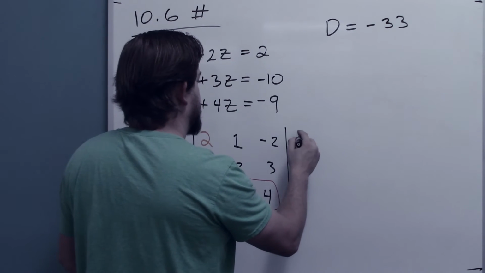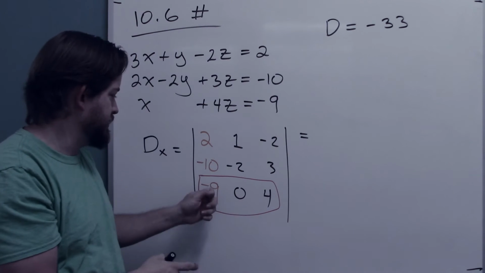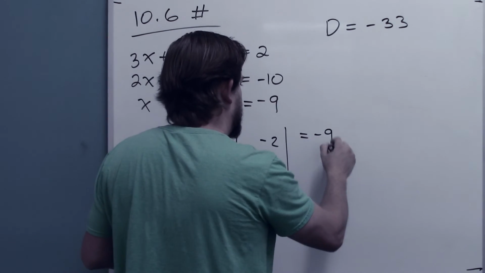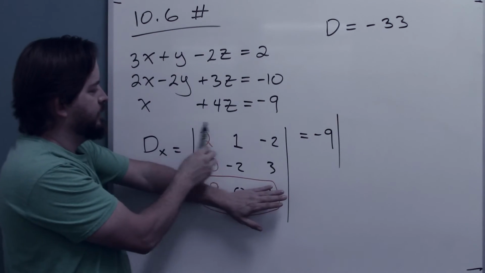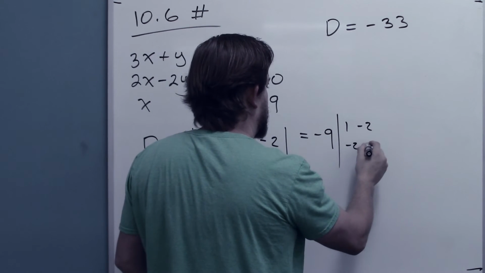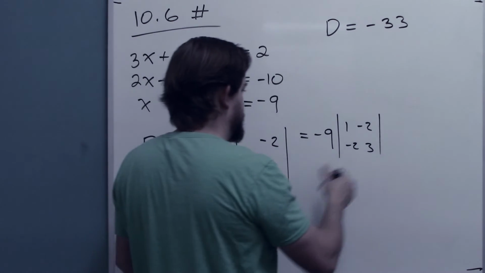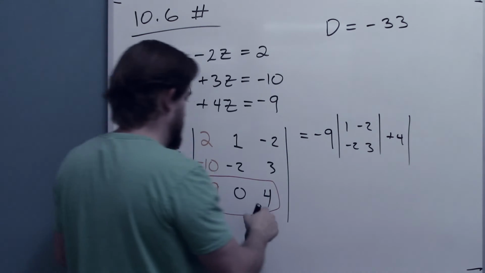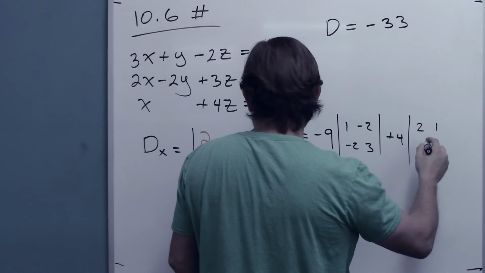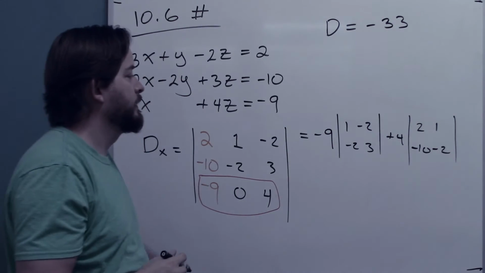So this is then equal to -9 is in a positive spot, which means you just don't change its sign. So it's a positive -9. Multiplied by, if I take that out, I get 1, -2, -2, 3. Minus 0 times who cares, and then plus 4 times 2, 1, 10, -2.